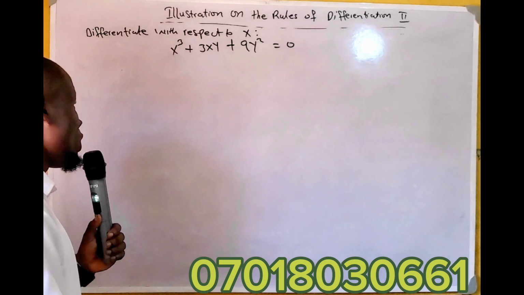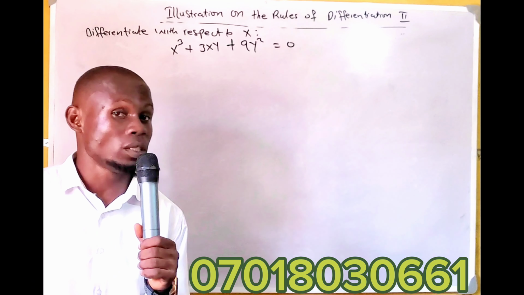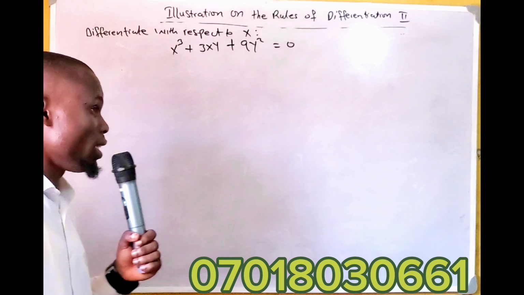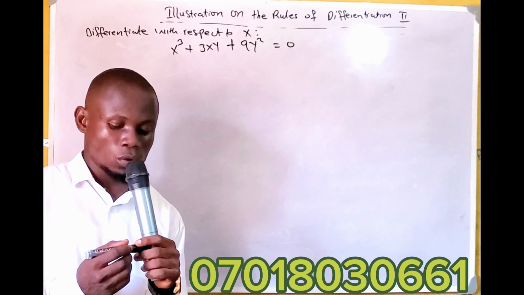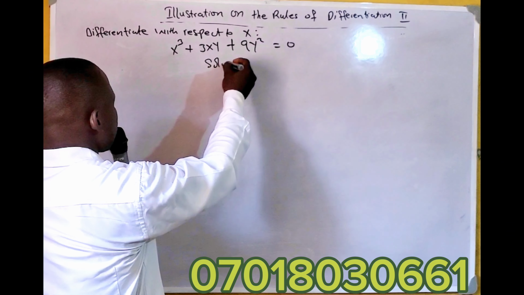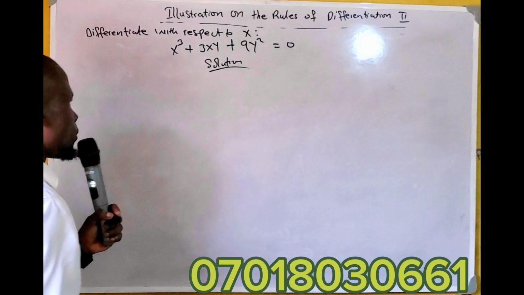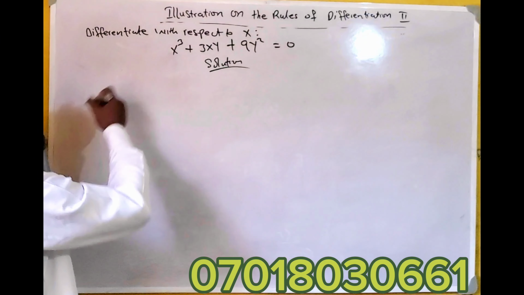You cannot say s is the dependent variable and y is the independent variable. Both of them can either be dependent or independent variable. So this makes this function also an implicit function. Therefore, we are going to differentiate this implicitly. So let's differentiate this implicitly.